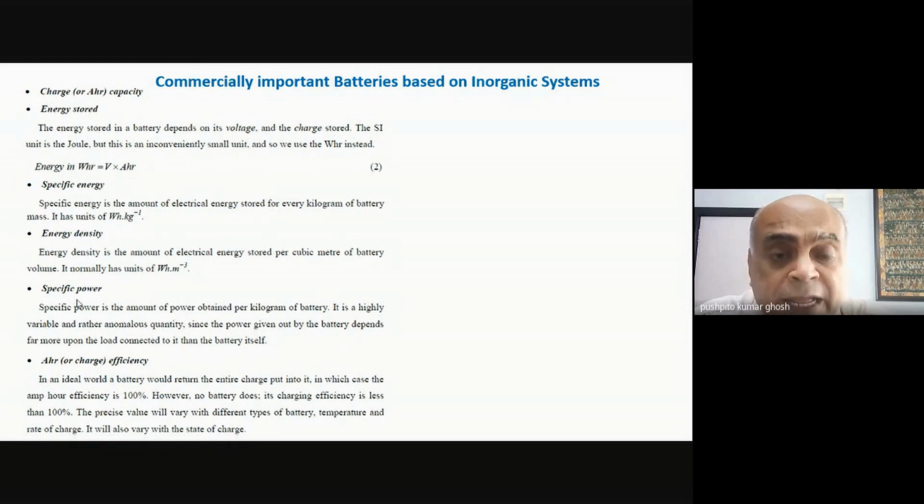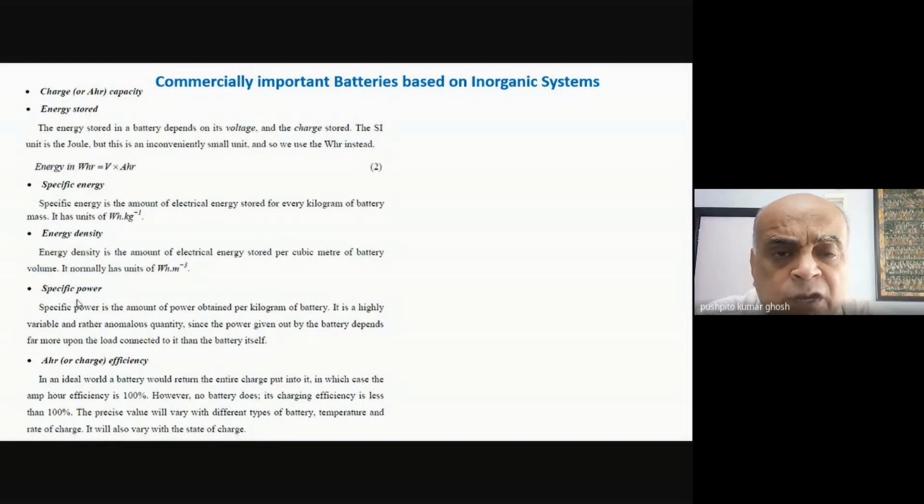That's power. Like if I'm starting my car in the morning, or when it's very cold, sometimes you'll find your battery's gone dead. It cannot deliver the amount of power that your car requires to start. So specific power is extremely important. And that would be what? Watt per kg.